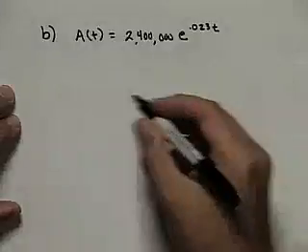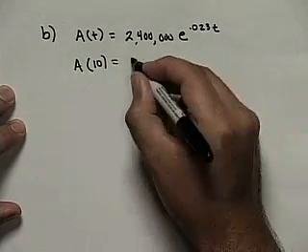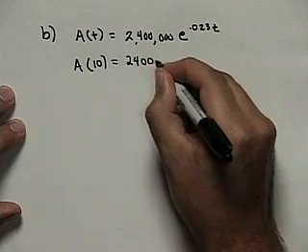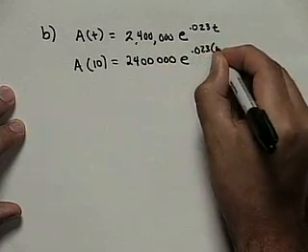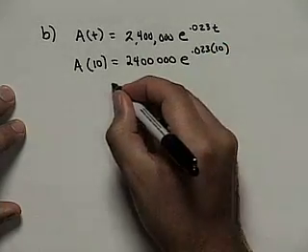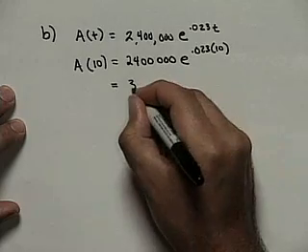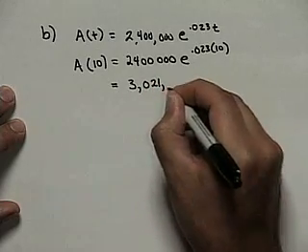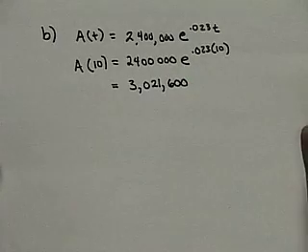In the second example, we're asked to do the same thing, but this time find the population after 10 minutes. So finding A of 10 means substituting in t equals 10 into our function, and then using the calculator to compute this, we find that after 10 minutes, the population is 3,021,600. So that would be how many bacteria are present after 10 minutes.